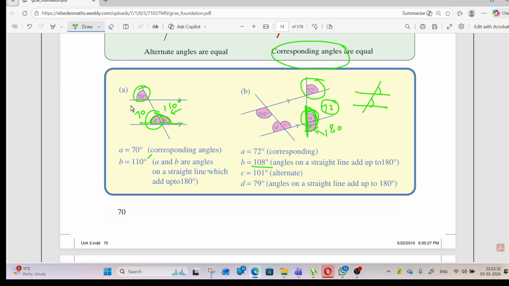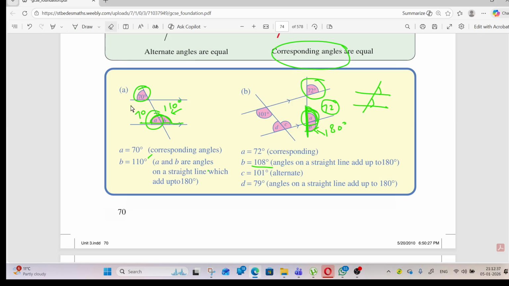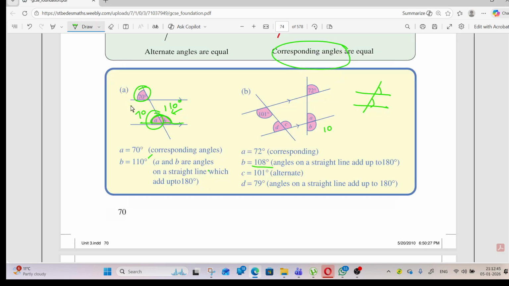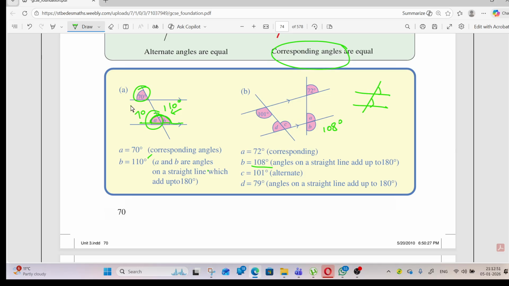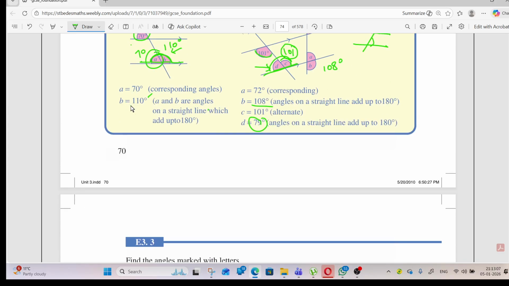If this is 108, and basically, let me erase it, otherwise it looks messy. This is 108. Now for this one, if you see C and 101, these two are alternate, so this is also going to be 101. Now these two angles are on a straight line, so you can subtract this from 180 to find D, which is 79. Okay.